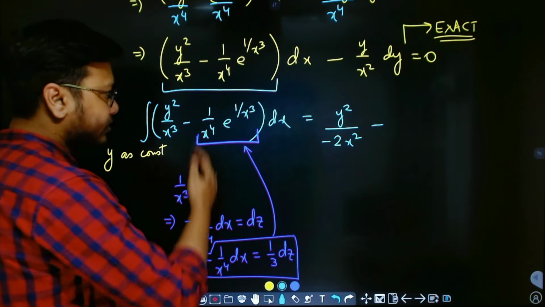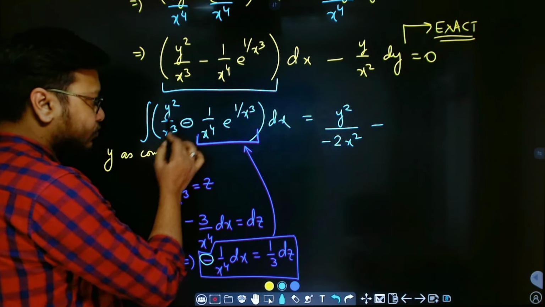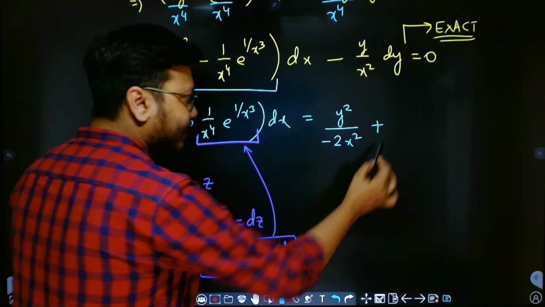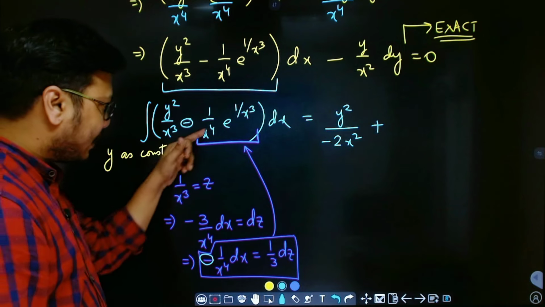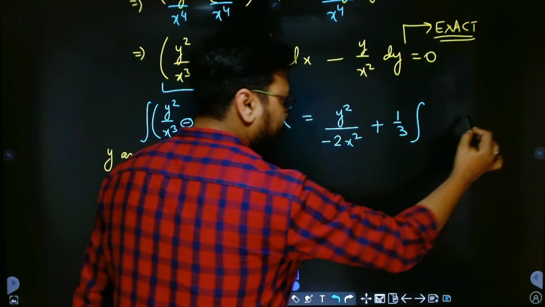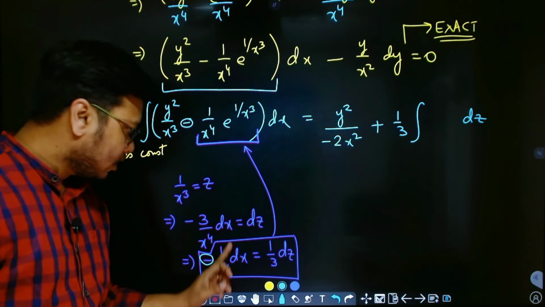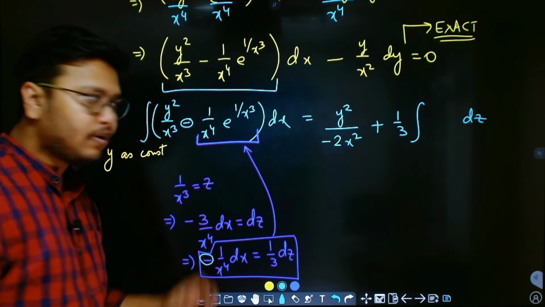So if I substitute this, I can see I have a minus over here, so that means this minus will get absorbed. So that would become plus 1 by x to the power 4 dx, that would become 1/3 dz, and I'm left with e to the power 1 by x cube, so that would become e to the power z, right?